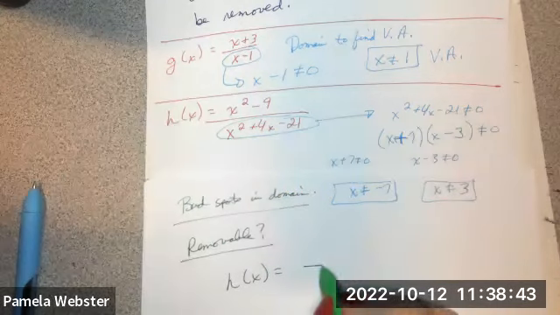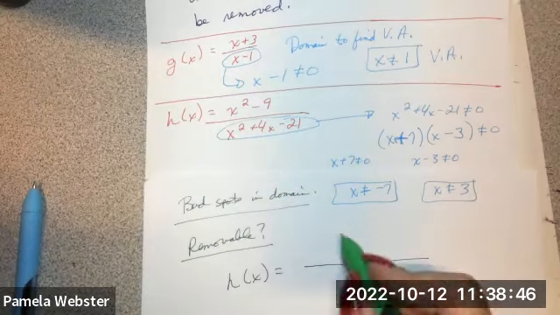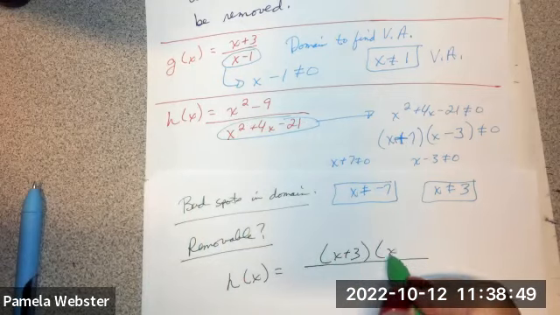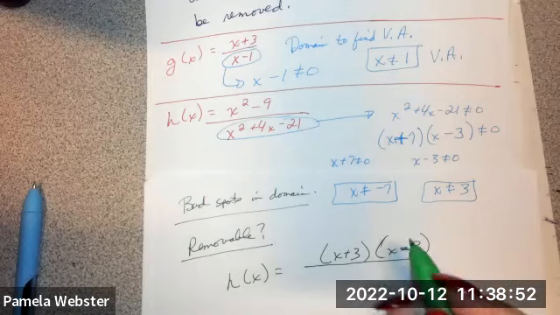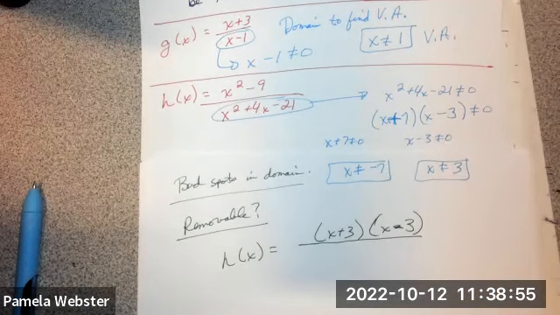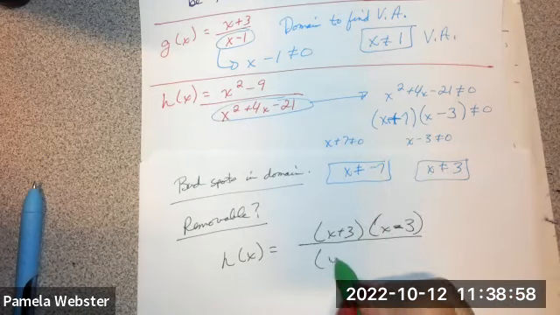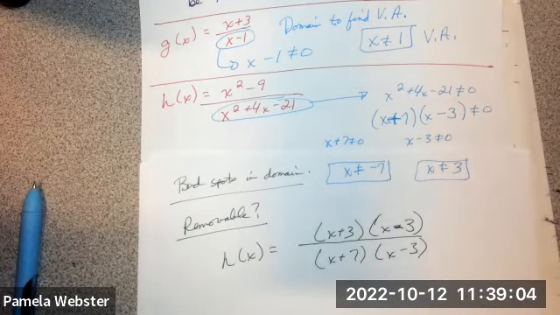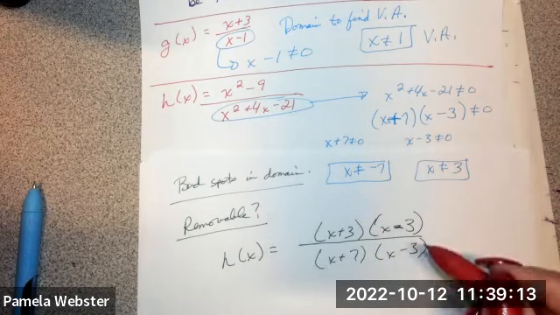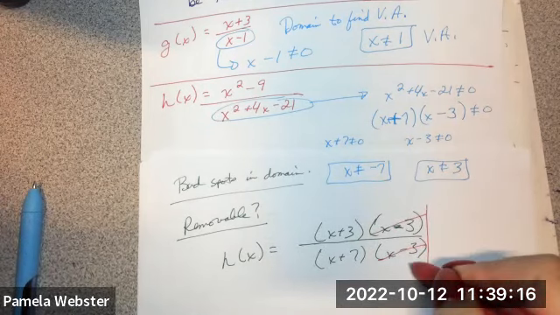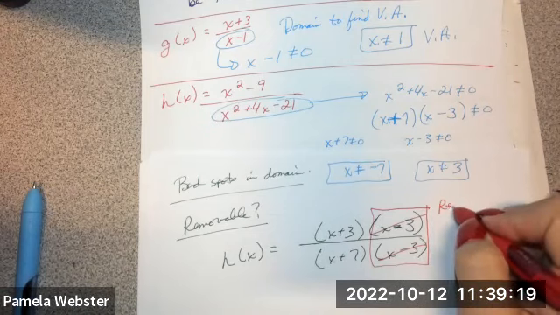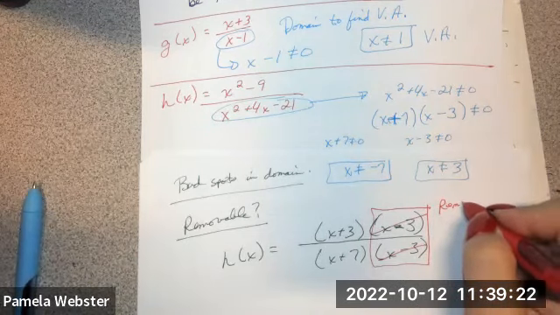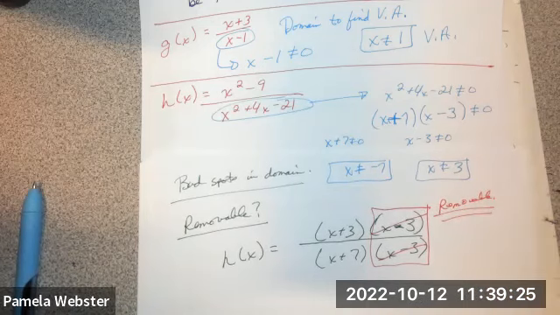H of x equals, on top, we've got x plus 3 and x minus 3. Okay, that's how that top factors. And on bottom, I have x plus 7, because we just factored this one, and x minus 3. Okay. And now I look at that and I say, hey, that'll reduce, right? I've got an x minus 3 on the top. I've got an x minus 3 on the bottom. These guys right here, the x minus 3 or x equals 3 up here, that one's removable.